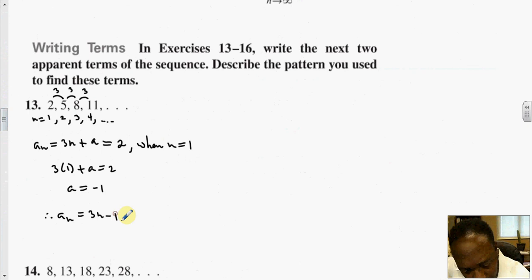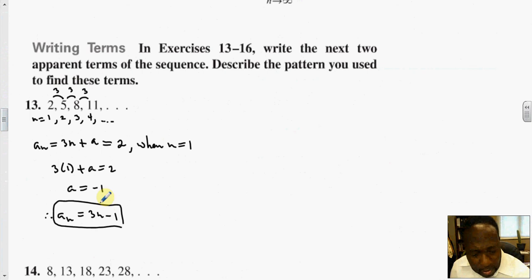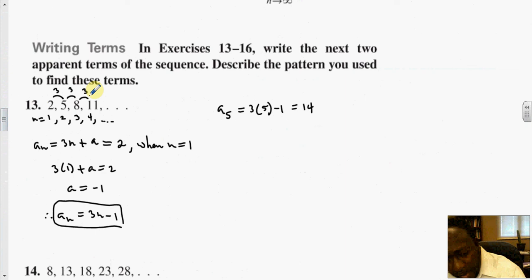If you want the next term, the next term would be when n is equal to 5. So a sub 5 is equal to 3 times 5 minus 1. That gives us 15 minus 1, we get 14. And you knew that with the difference of the 3s, but we like to go by the formula and the pattern that's formed there. A sub 6 is 3 times 6 minus 1, so we get 17.